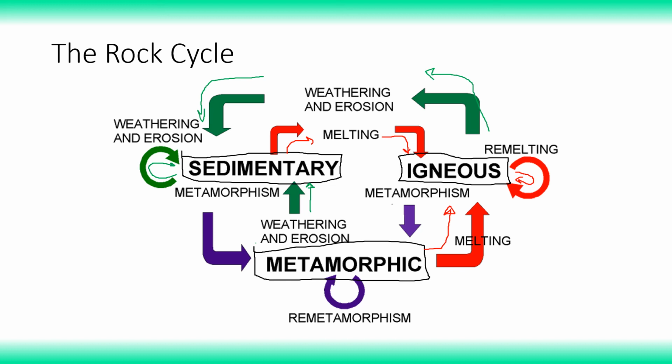If you take an igneous rock and you subject it to tremendous heat and pressure, and it forms a different rock, that's going to be metamorphic. Same thing for sedimentary. Tremendous heat and pressure is going to form a metamorphic rock. And if you start with a metamorphic rock and you subject it to heat and pressure, you're going to get another type of metamorphic rock.